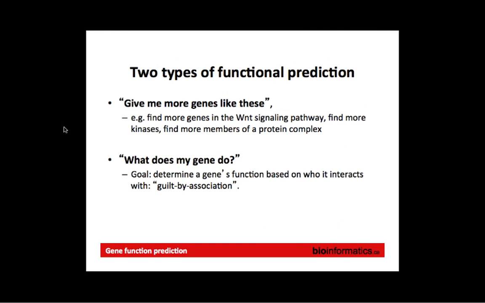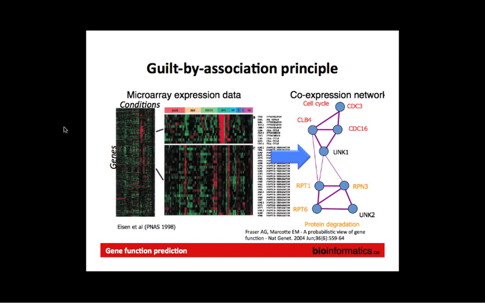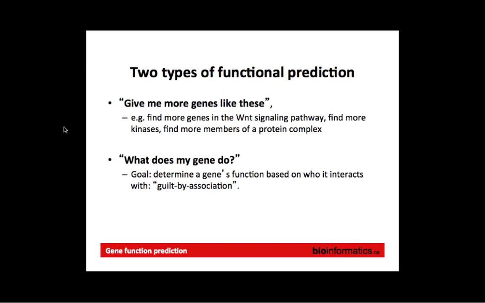So there's two types of functional prediction that I alluded to. One is: give me more genes like these. So I have some genes that are in the cell cycle here, and I want to find more genes like that. Well, if I have this network, the first gene that I'll find is probably unknown 1, UNK1. So I would predict that this should be part of the cell cycle list. So if I have the cell cycle list and I want to extend it, I can explore outwards from the cell cycle genes in this network, finding genes that are highly connected to cell cycle genes.